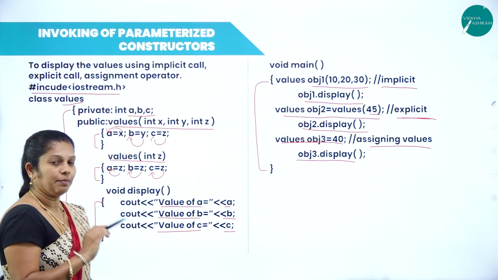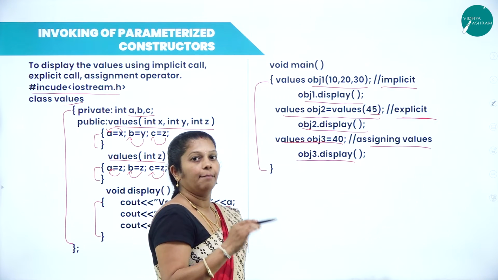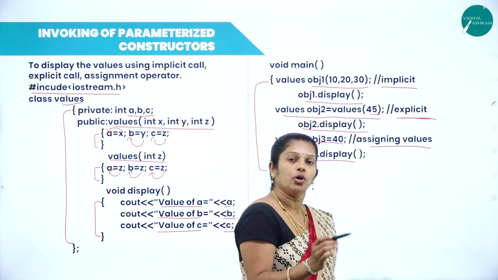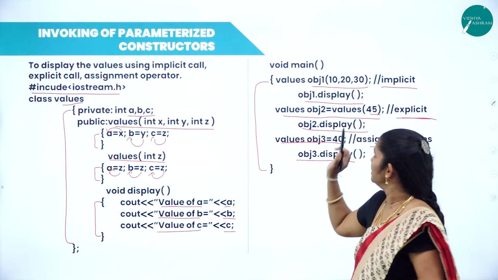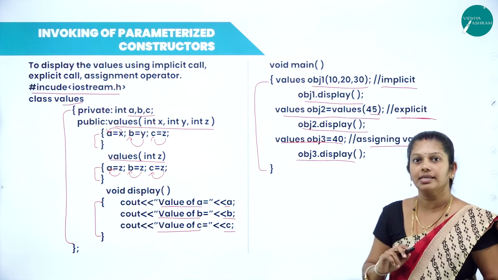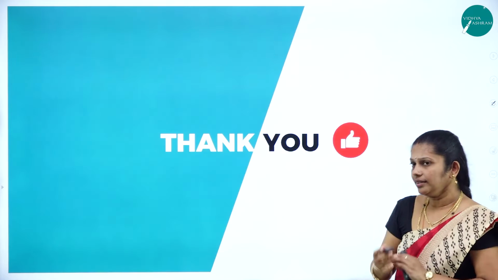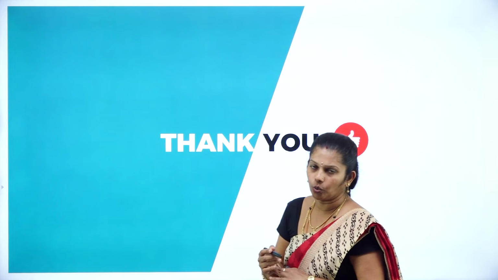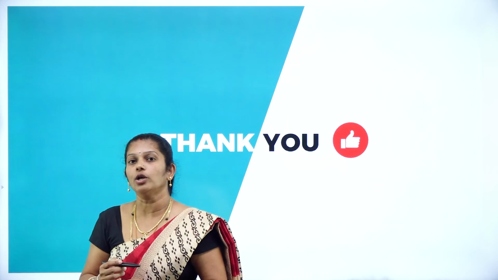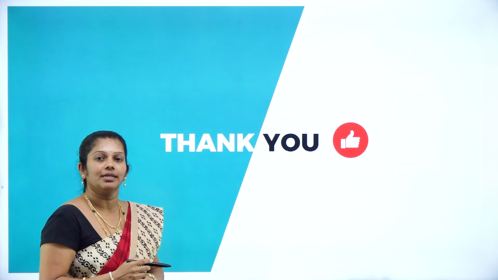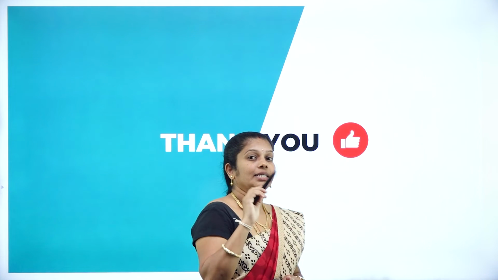Now, is it clear? From this, you come to know how to use a parameterized constructor and how to call it. This can be called in 3 methods: one is implicit, explicit, and one more is initialization at the time of declaration with the assignment operator. Now, is it clear? Then in the next class, you will come to know how to perform constructor overloading, what constructor overloading means, and with that, how to write a destructor.